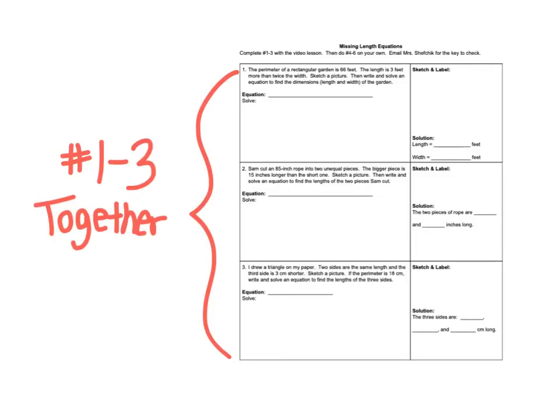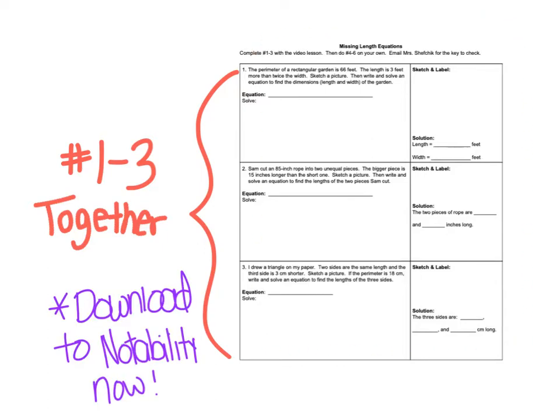You guys are each going to have a copy of this worksheet that you can put into Notability. We'll be doing numbers 1, 2, and 3 together in this video, and I want you to make sure that you're writing down the equation, showing how we solved it, making a sketch with me, and then putting our final solution here. So we'll do these 3 together, and then you'll have 3 to do at the end on your own.